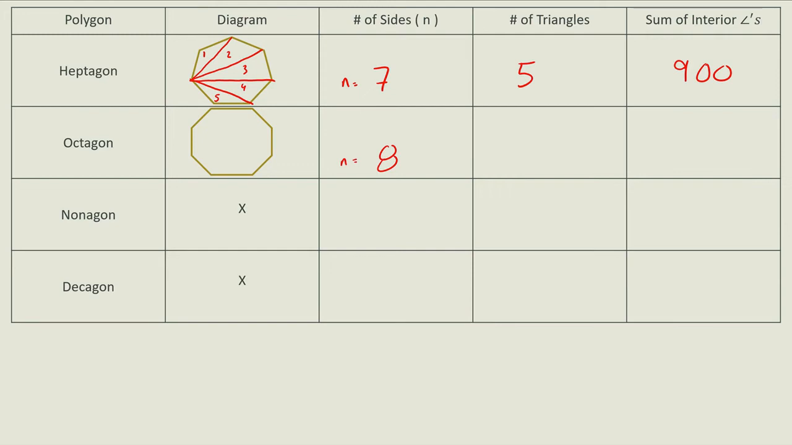An octagon has 8 sides. How many triangles can we fit inside an octagon? Here, 1, 2, 3, 4, 5, and 6. That tells me that if I add up 180 degrees 6 times, because I have 6 triangles, that would give me 1080 degrees. All right, so let's keep going. A nonagon is going to have 9 sides. And if you don't see the pattern, let's go back.